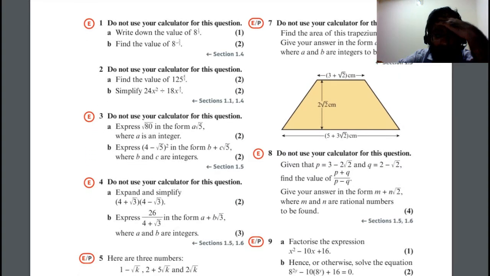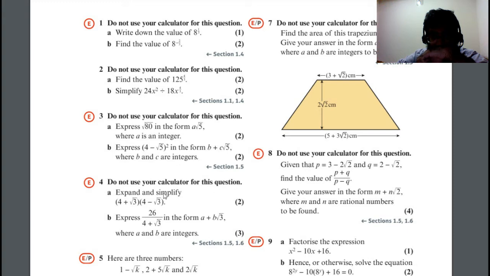Find the value of 125 to the power 4 by 3. How do I do it without calculator? Okay, the cube root of 125 is 5, and so 5 raised to the power 4. 5 raised to the power 4 is what, sir? 125 times 5 is 625.